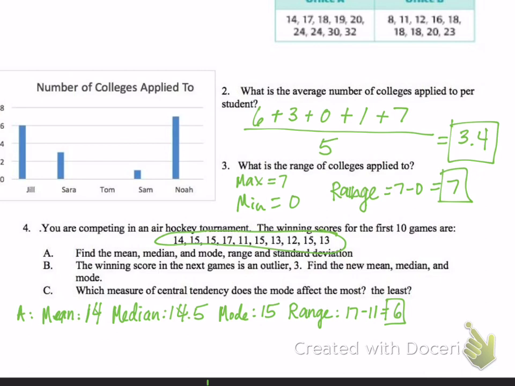You would say none. And then my standard deviation, which we call sigma, or you can put SD. It is 1.673.